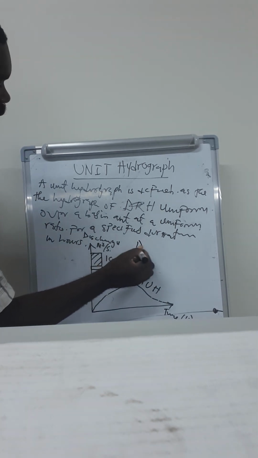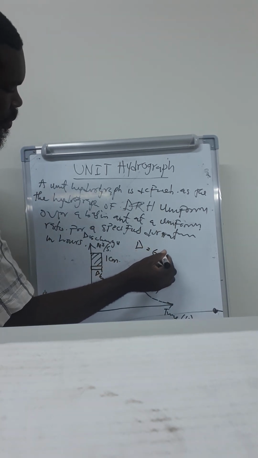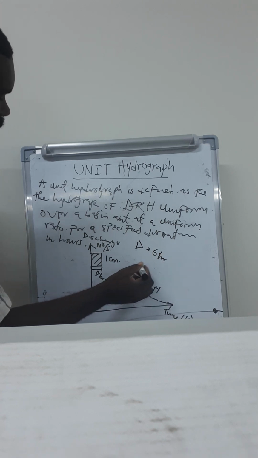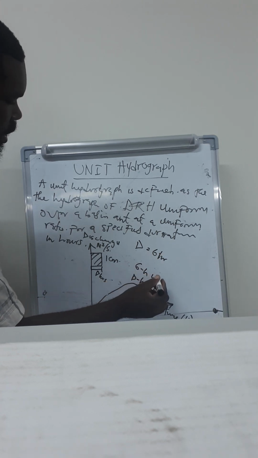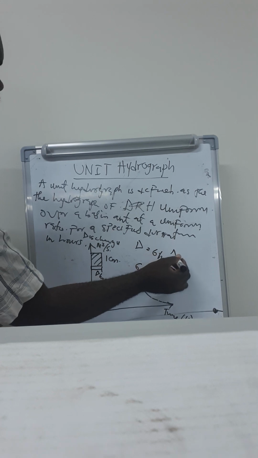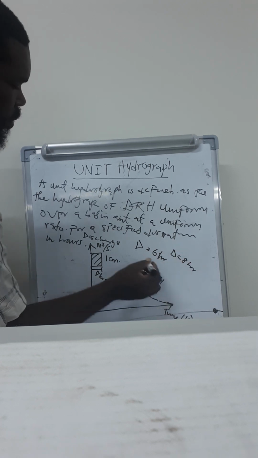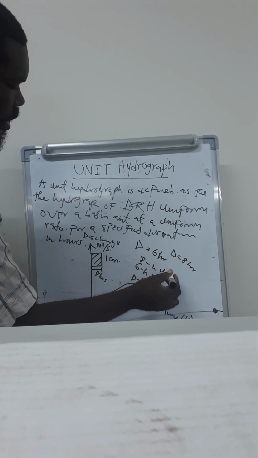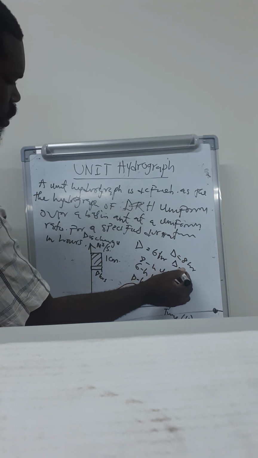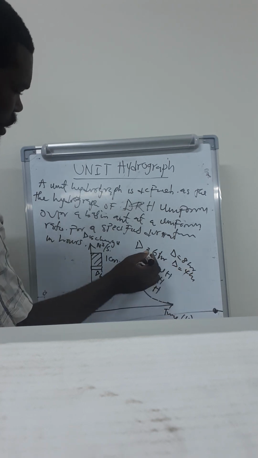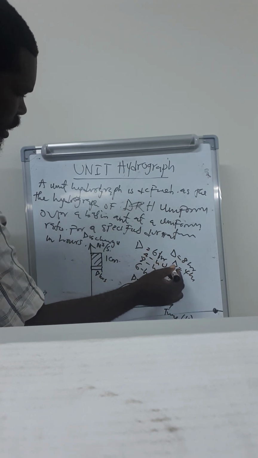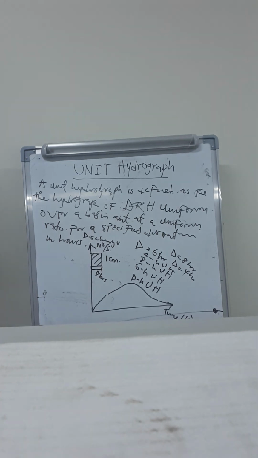If D is 6 hours, then it becomes a 6 hours unit hydrograph. If D is equal to 8 hours, it becomes an 8 hours unit hydrograph. If D is equal to 4 hours, it's called a 4 hours unit hydrograph. So this is just the definition of a unit hydrograph.